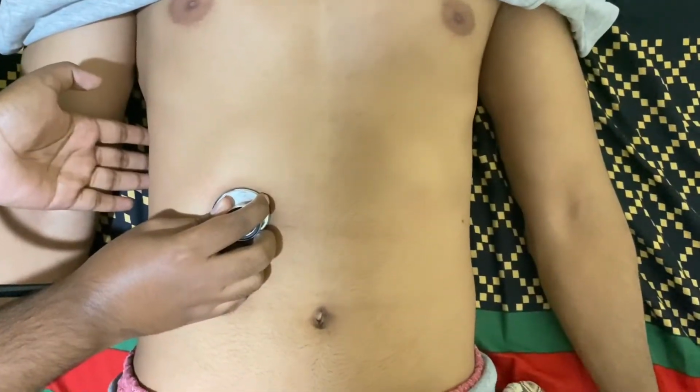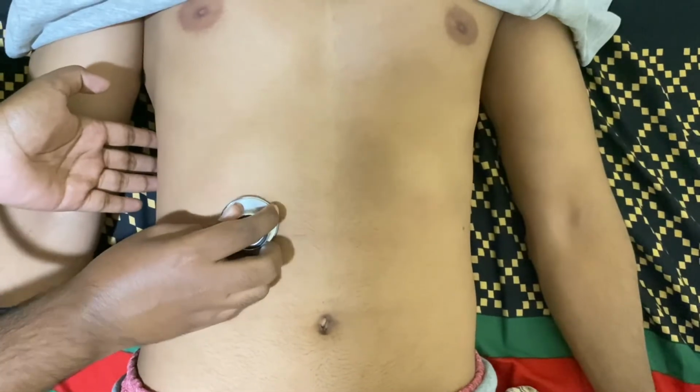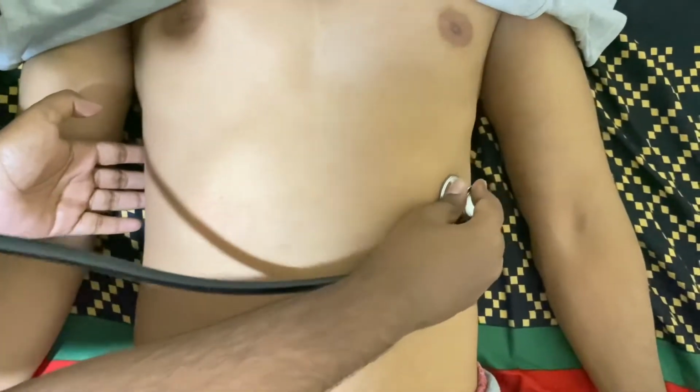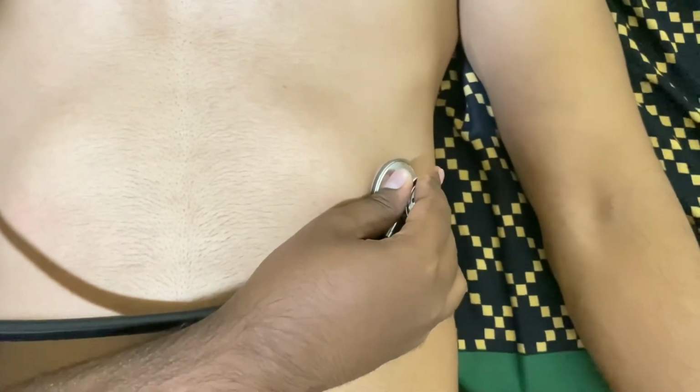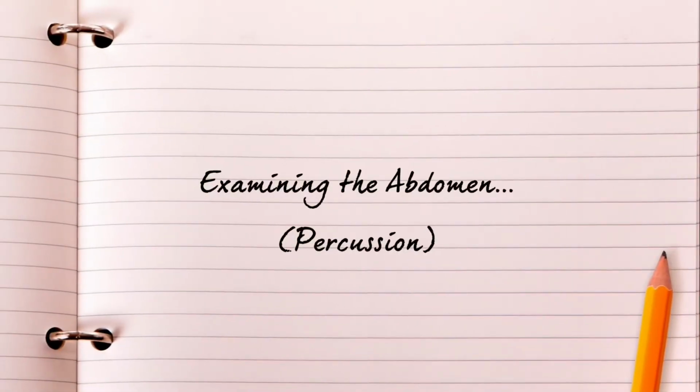Then we'll also auscultate separately over the liver and spleen for frictional rubs. So there is no presence of abdominal bruit or friction rubs. Now we'll percuss over the abdominal quadrants.